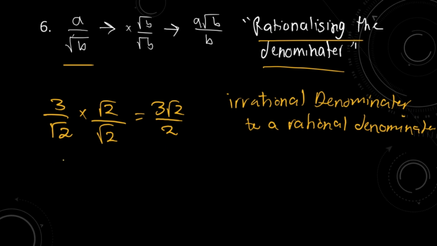Again, if you had 3 over square root 5, you do the same thing. You multiply by square root 5 over square root 5, and this will give you 3 square root 5 over 5.